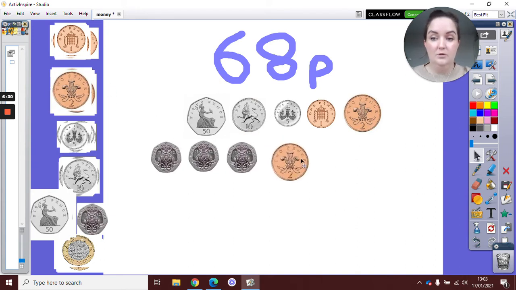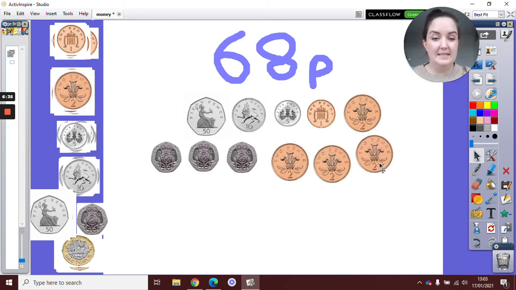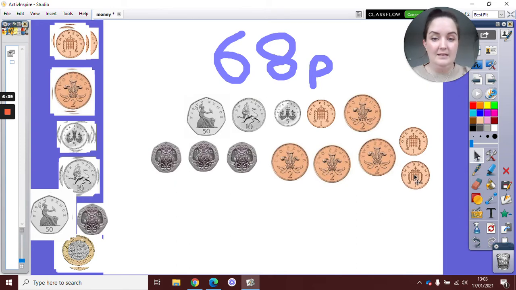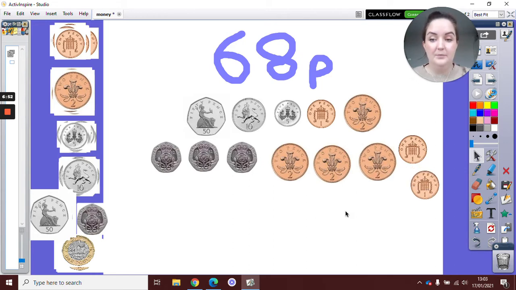I'm going to do 2, 4, 6, and then 7, and an 8. 20, 40, 60, 62, 64, 66, 67, and 68. So again, there's a second way we can make 68. Again, if I didn't have all these coins in my purse, what other way could I make 68p?